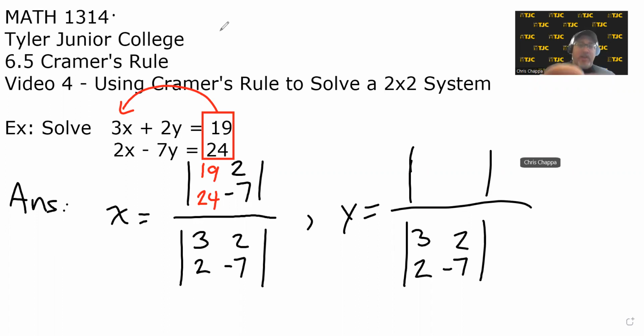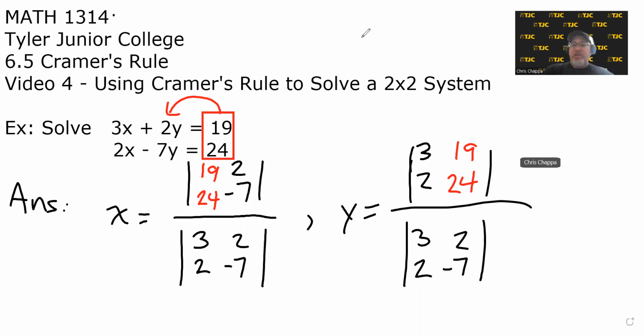And for the y, I'm going to do the same thing. The only difference is when I do the y, I'm replacing the y coefficients and the x ones are staying the same. For the y, I'm going to take the constants and use them to replace the y coefficients. So instead of 2, negative 7 in the y column, I'm going to have 19 and 24.